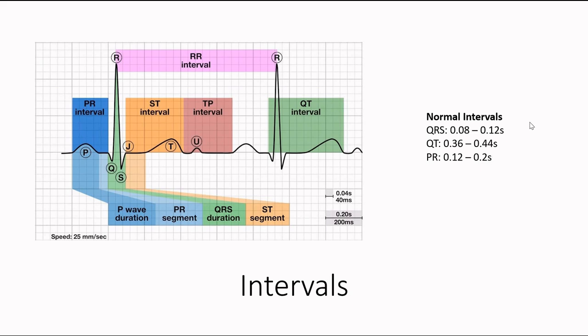Here are the intervals, and these are the normal intervals for a normal EKG. QRS is 0.08 to 0.12 seconds. QT is 0.36 to 0.44 seconds. And PR interval is 0.12 to 0.2 seconds.